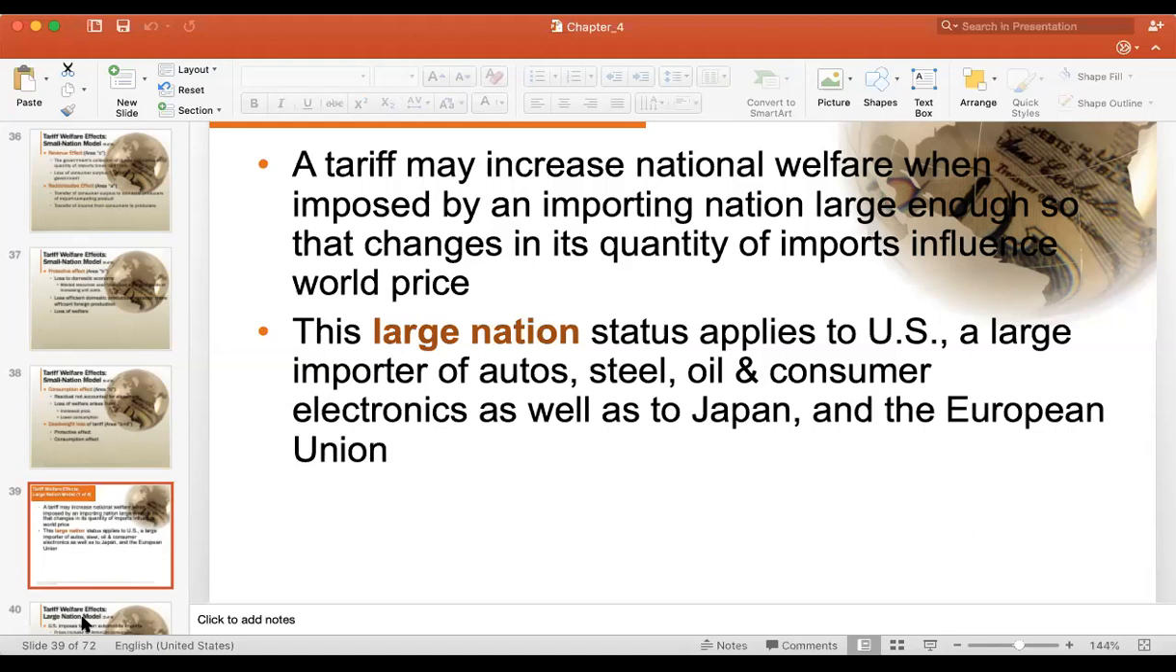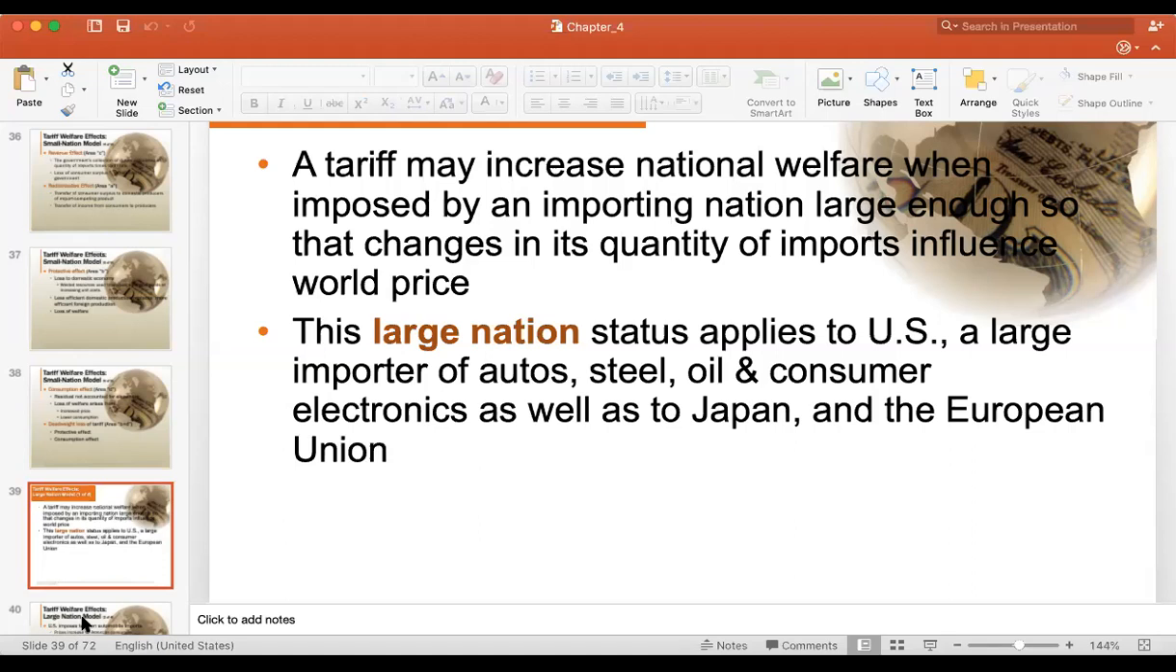In other words, the value of imports that the US imports on a yearly basis, in 2019, was close to maybe $3.6 trillion. That's a lot of money the US spends on imports. Because of that, the US can influence the price of imported goods. Why?